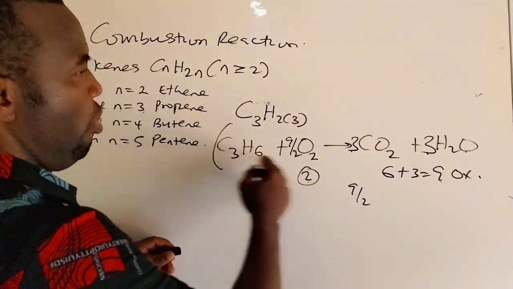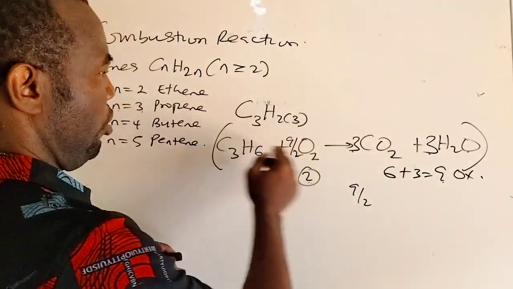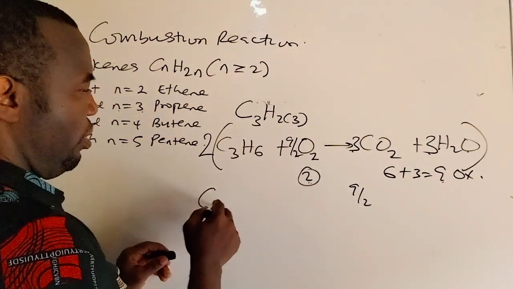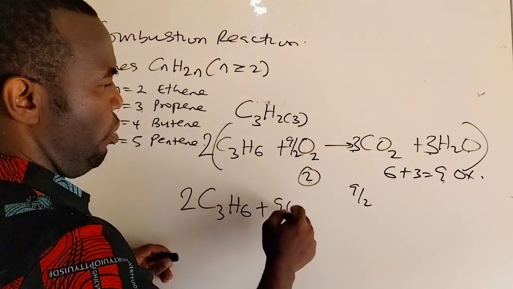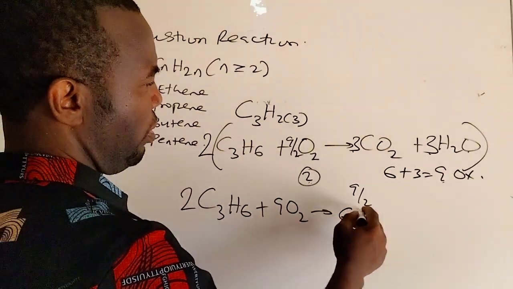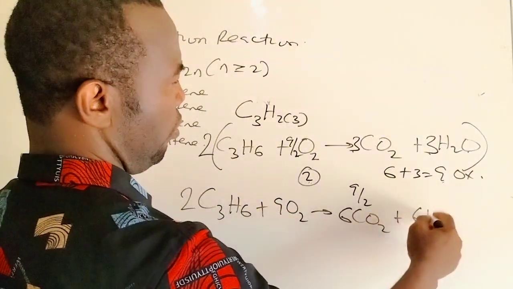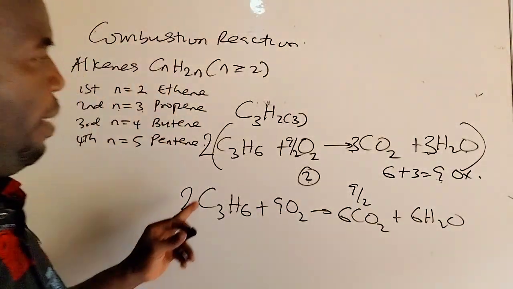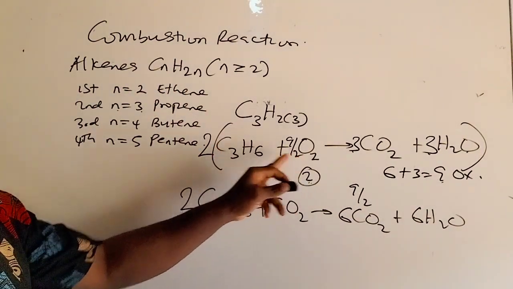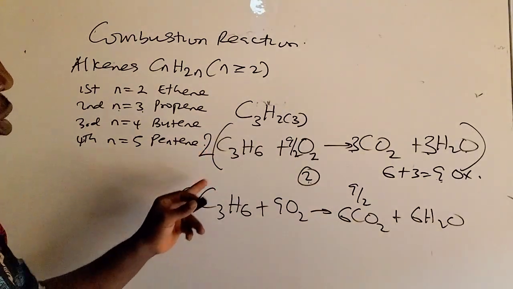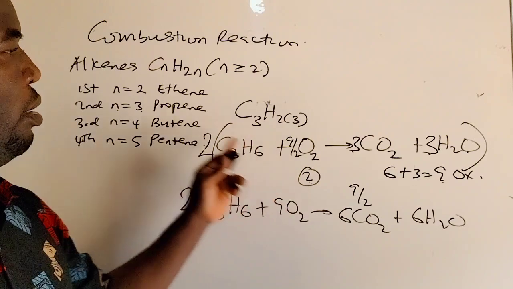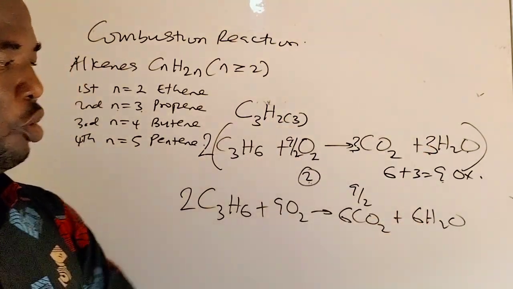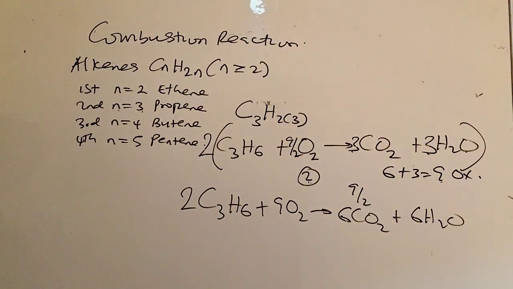Then we multiply everything by the denominator, which is 2. I open the bracket, and you have 2C3H6 plus 9O2 giving us 6CO2 plus 6H2O. What did I do? I multiplied the coefficients by the denominator 2. The coefficient here is 1, 1 times 2 is 2. 9 over 2 times 2 is 9. 2 times 3 is 6. 2 times 3 is 6. The equation becomes balanced. You can see the way I did it.